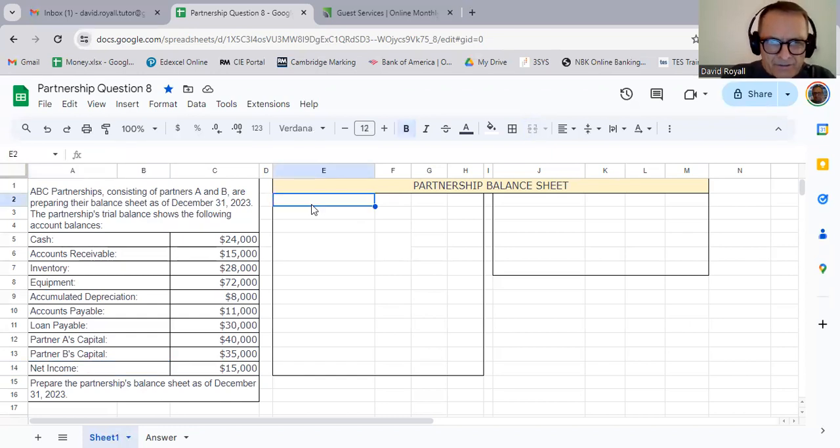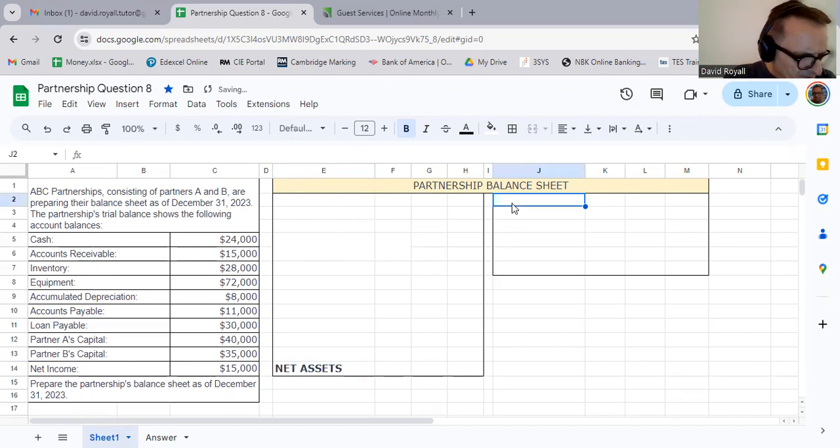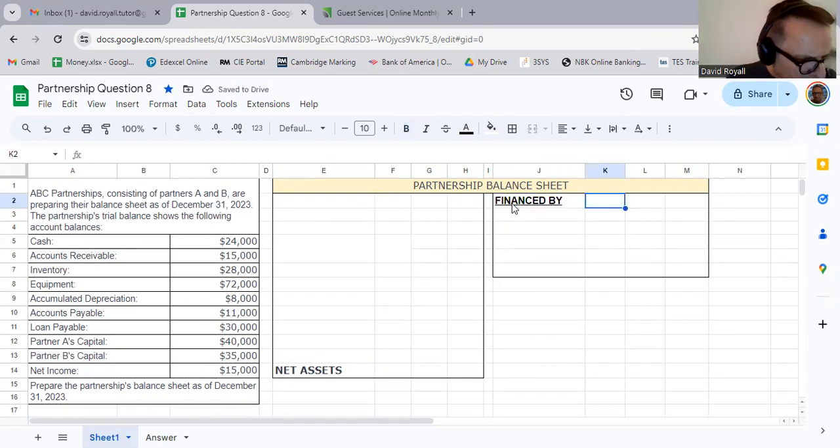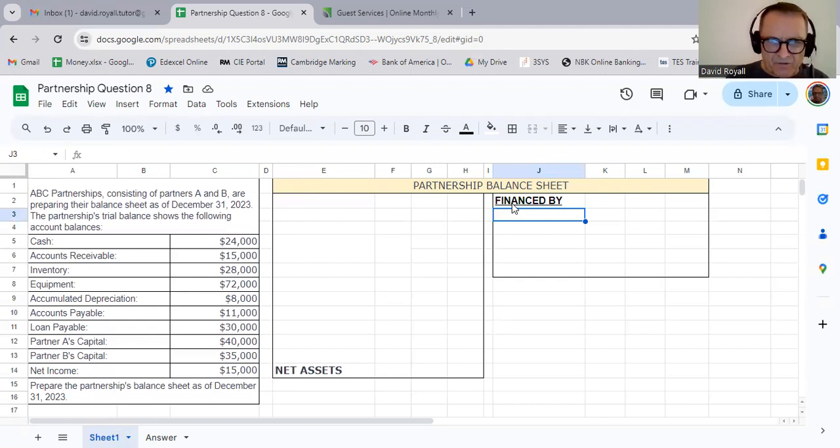Okay. So starting with, I want the assets on this side on the left, and then I want to end up with the net assets. So I just want you to understand my thinking first. And here I'm going to put financed by. So financed by will consider long-term liabilities and owner's equity. Now, in this case, the owner's equity will consist of the partners' capital accounts. Let's start off with the assets of the business.